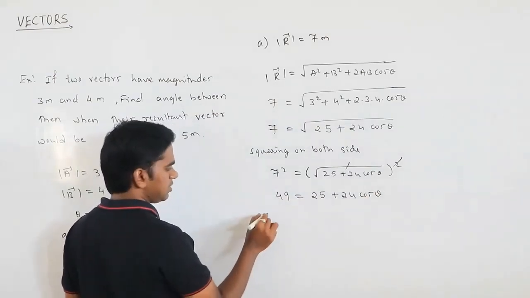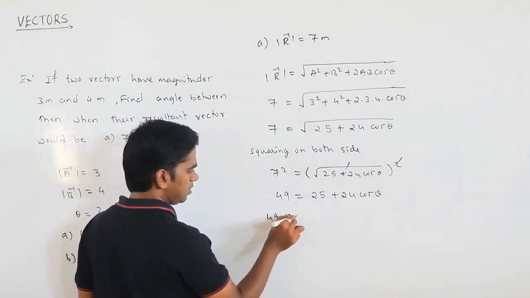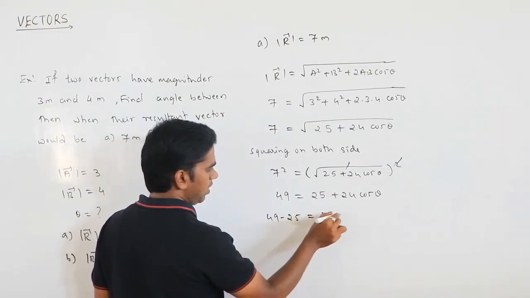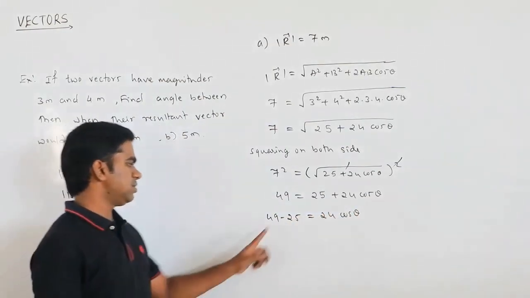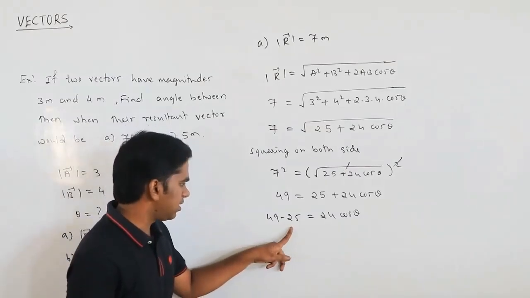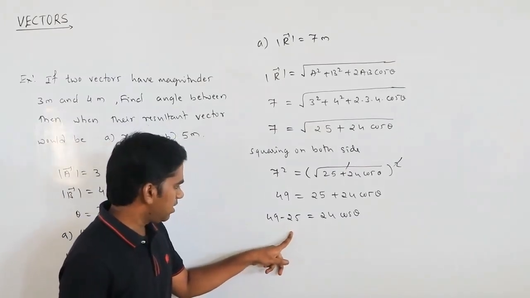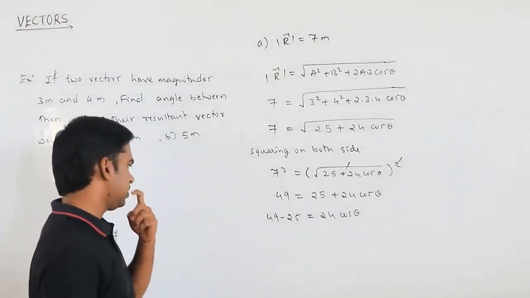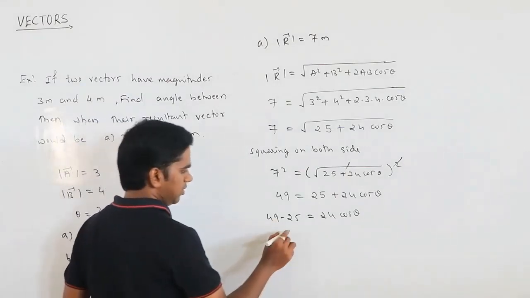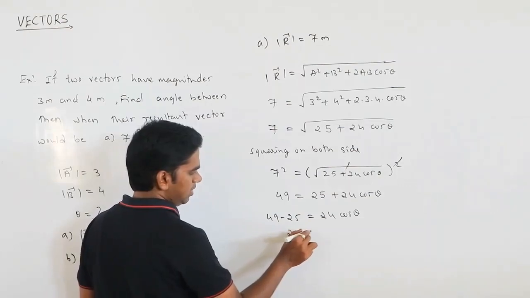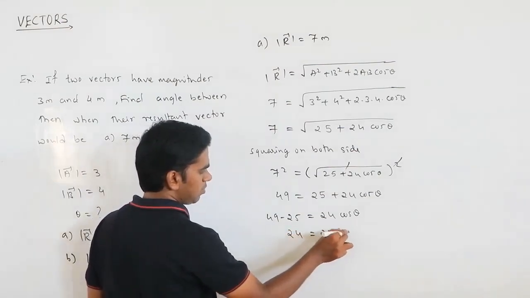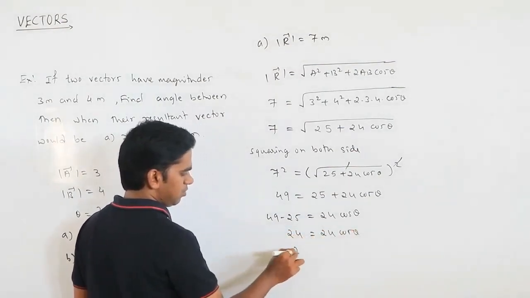Take 25 on this side. 49 minus 25 is equal to 24 cos theta. So 49 minus 25 will be what? 24, yes, 24 plus 25 is 49. So 24 equals 24 cos theta. So take 24 on this side.